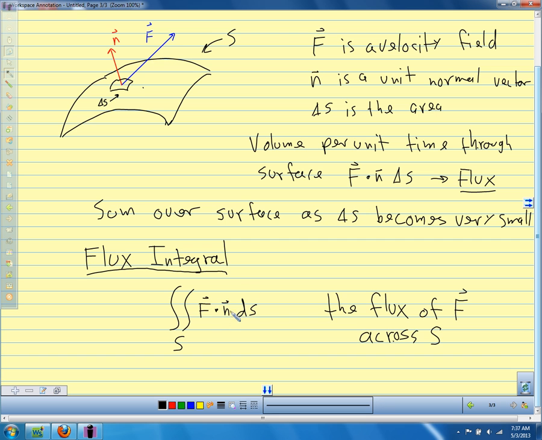Now we need a way to evaluate this flux integral, this F dot n delta S, or F dot n dS. Well, we have a nice way that we can simplify this integral so we can evaluate it. So here's what we're going to do. Any questions before we move on about our definition of the flux integral? So again, we're summing the normal component of F over our surface.